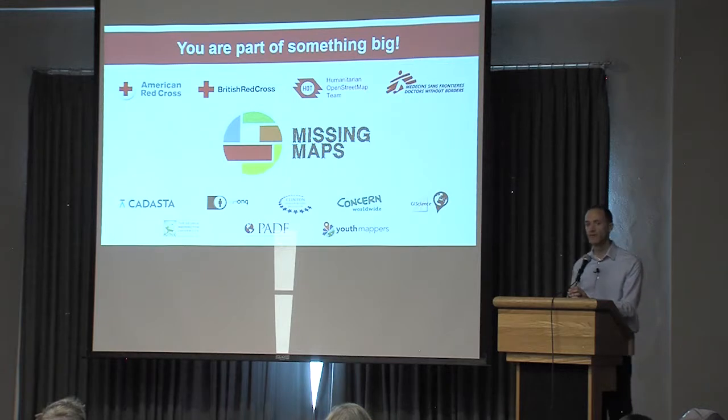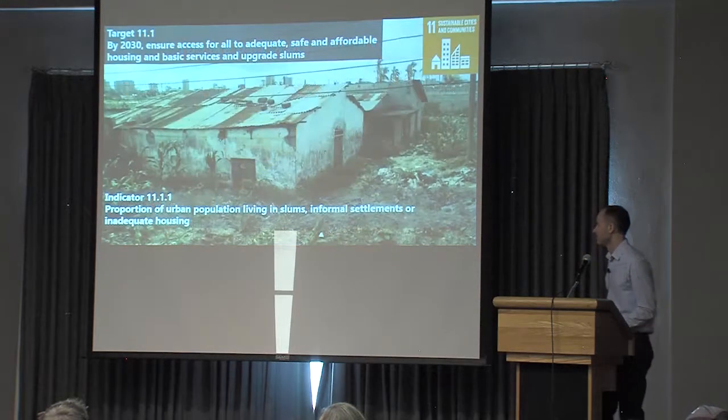As part of that effort, my organization, HOT, and many other organizations, which you can see on the slide here, have come together and formed this partnership called Missing Maps. And through Missing Maps, we're working to do exactly that, to put places on the map, especially those that are most vulnerable to crisis or to disaster. And I want to give you a few examples.